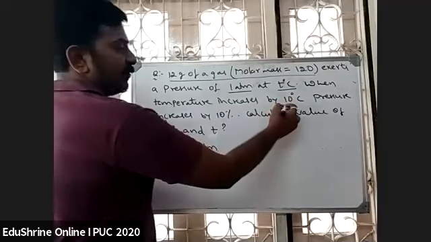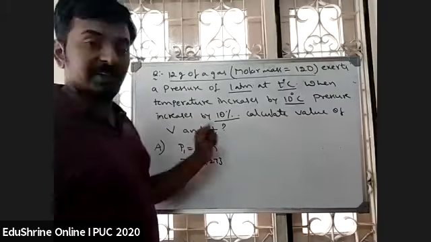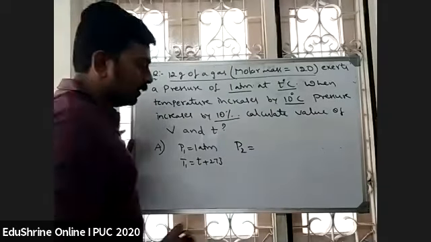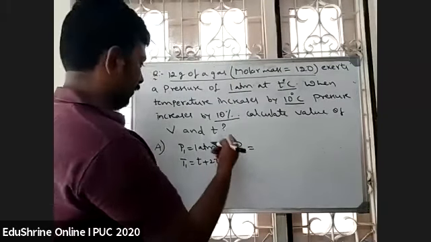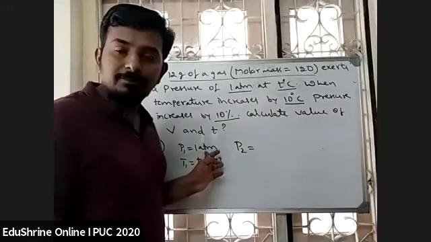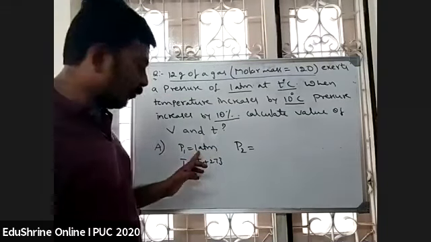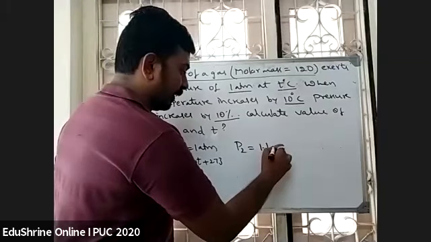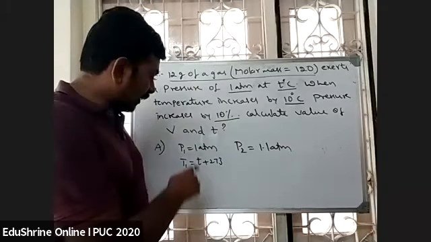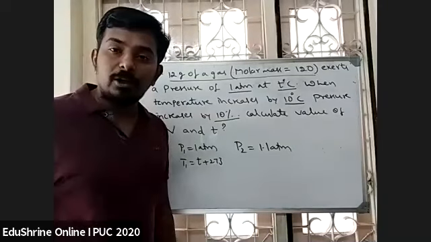When temperature increases by 10 degrees centigrade, pressure increases by 10%. So what is happening? Pressure is increasing by 10%. So what is 10% of 1? 10% of 1 is 0.1. So the new pressure will be 1 plus 0.1, that is 1.1 atm. Correct. That means pressure is increasing by 10%, so the new pressure will be 1.1 atm.